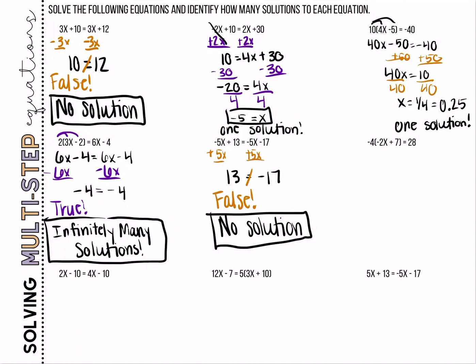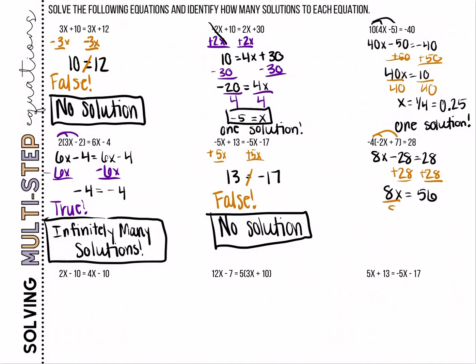Negative 4 times negative 2x plus 7 equals 28. So this is most likely going to be a one solution. 8x minus 28 equals 28. So now I have to do the inverse operation. So I'm going to add 28 on both sides. So then I have 8x equals 56.